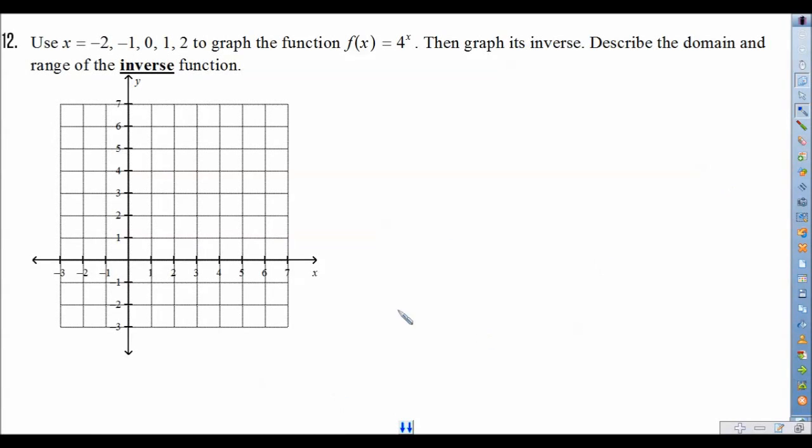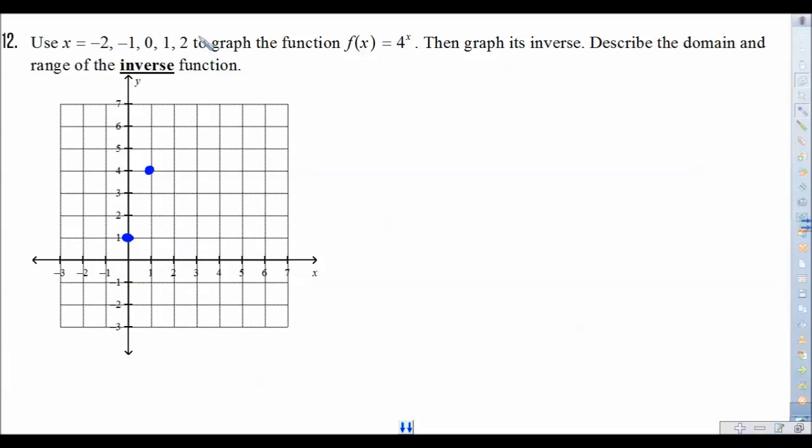Let's look at 12. Let's use these x values to create this function here. That seems simple enough. If we have a 0 going in here, 4 to the 0 power, you could be using your calculator on this too, by the way, but I'll do this by hand. 4 to the 0 power, right? Anything to the 0 power is 1, so boom, right there. Plug in a 1, 4 to the first power, that is 4.